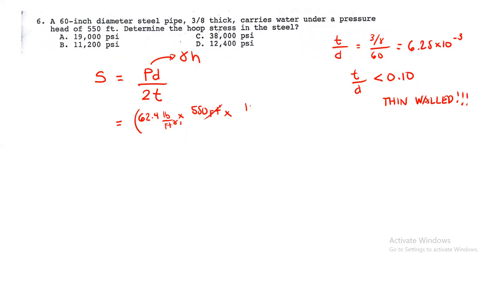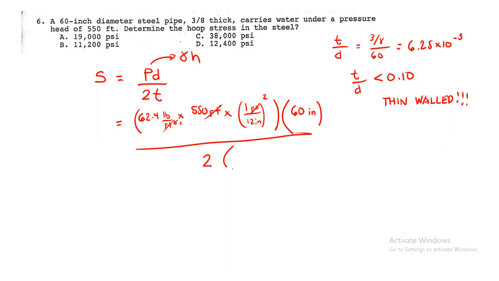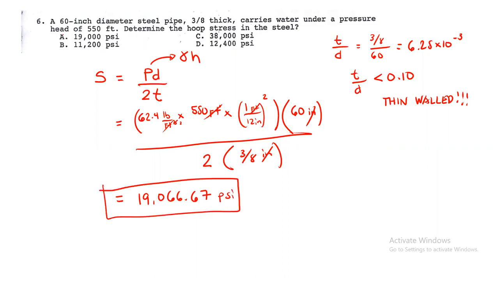So convert natin 1 foot per 12 inches squared, para ma-cancel tong feet squared dito. So magiging pounds per inch squared na yan, times diameter na 60 inches, divided by 2 times thickness na 3/8 inch. Ma-cancel. Magiging sagot natin dito is 19,066.67 PSI. So, letter A.